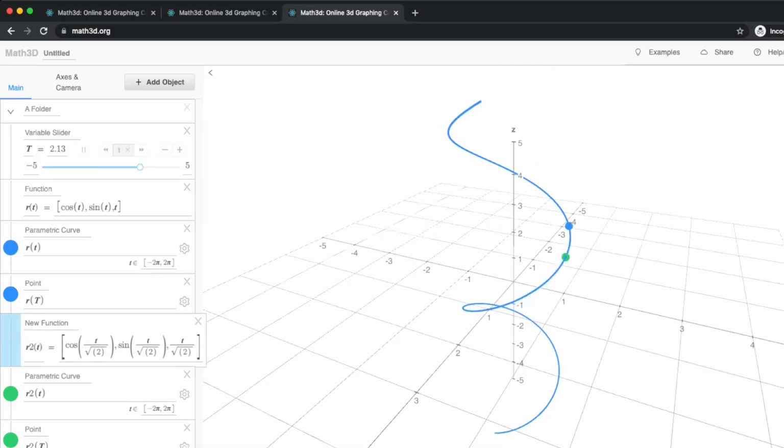And that's a parameterization that uses the arc length. 1 unit change in the input, 1 unit change in the t in this case, produces a 1 unit change along the length of the curve. So this is a parameterization in terms of arc length. So that's what we've done.